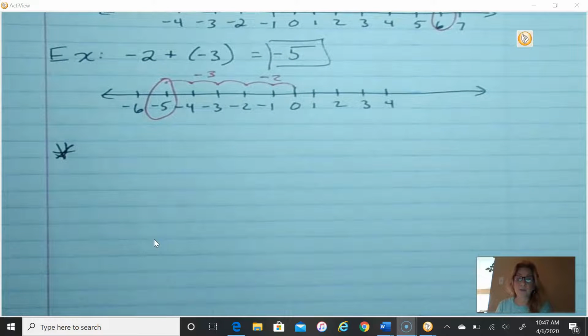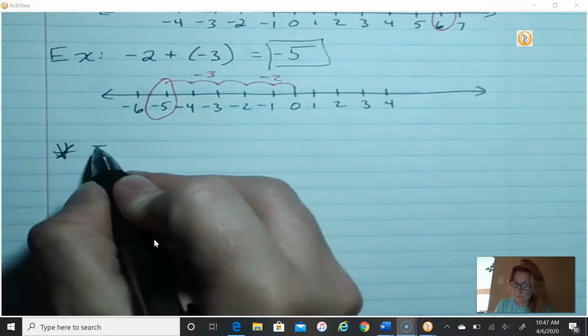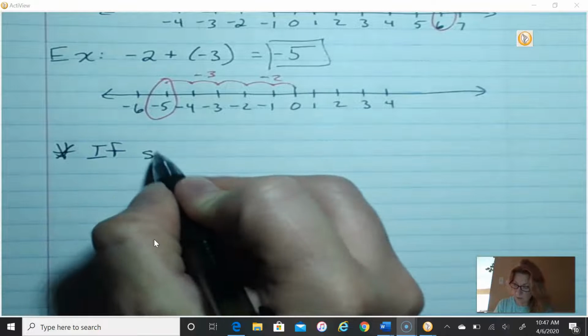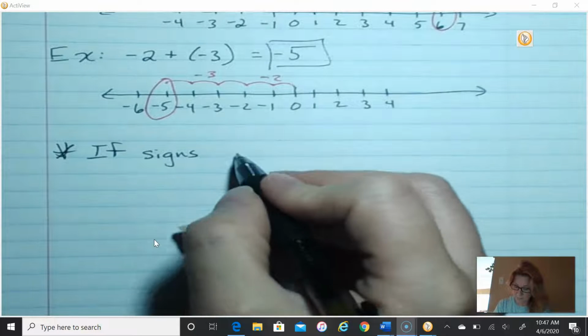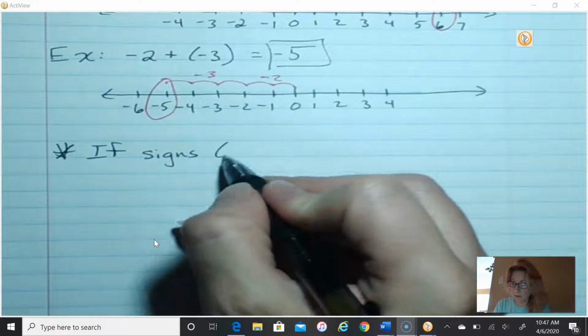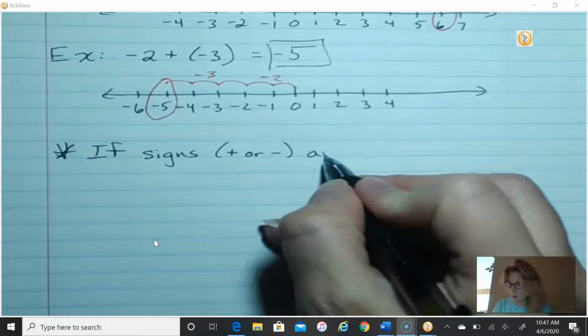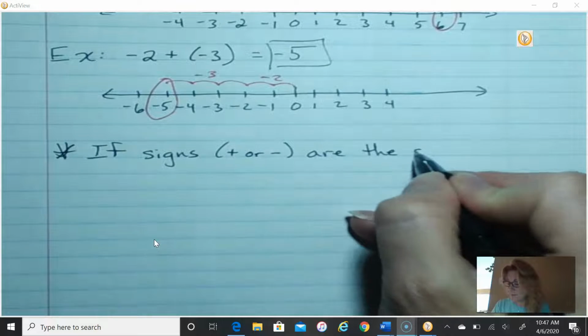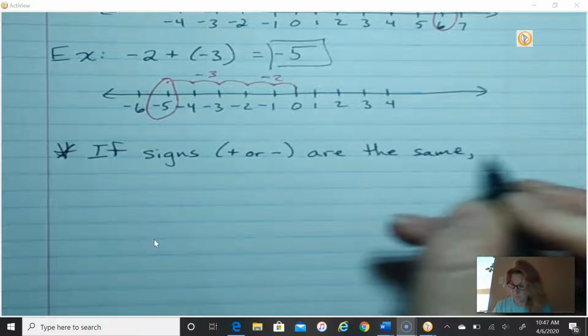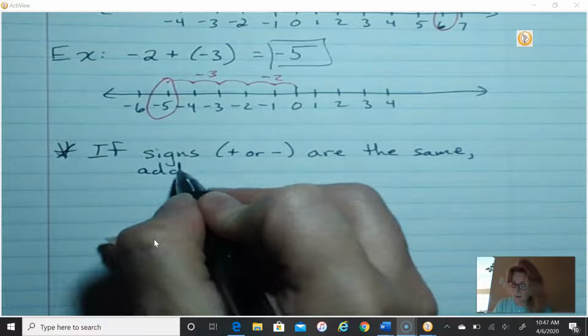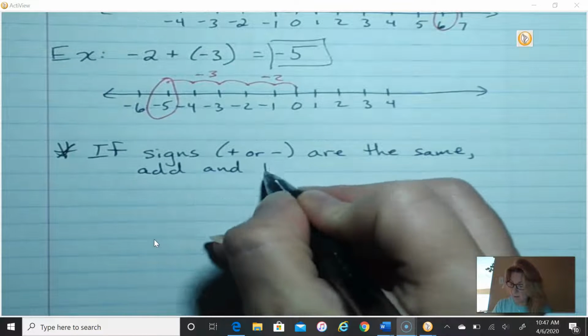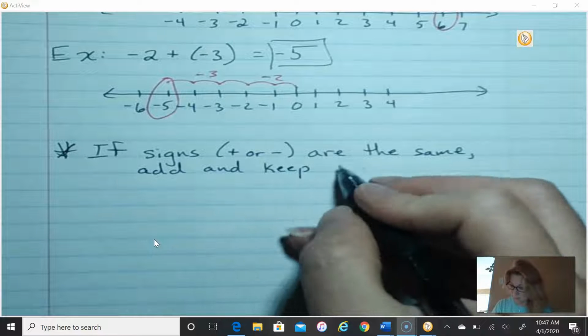there's another way of remembering this. If signs, meaning plus or minus, are the same, add and keep the sign.